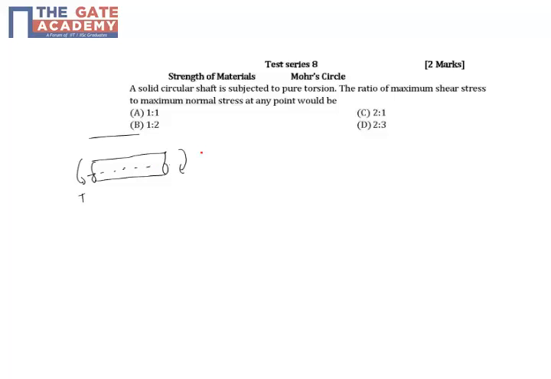So it's pure torsion. If you take a small element on the periphery, this will have only the shear stress on this side. I'm just taking a small element, so you'll have a shear stress on this side again, and shear stress because of this. So if you add the complementary, and now from the top if you look, you have an element like this.